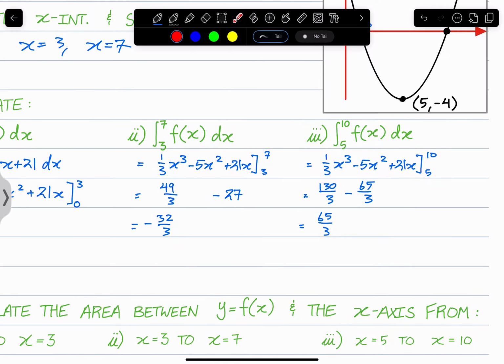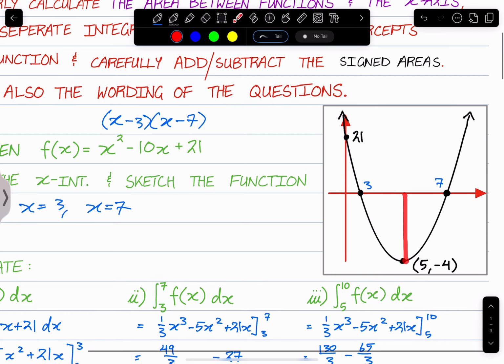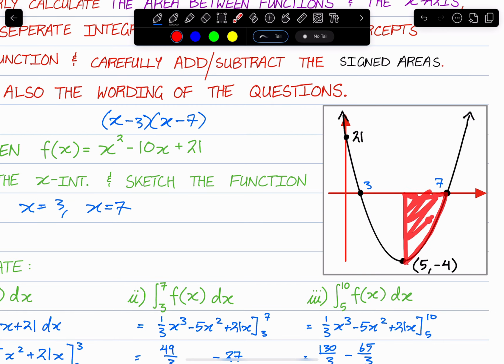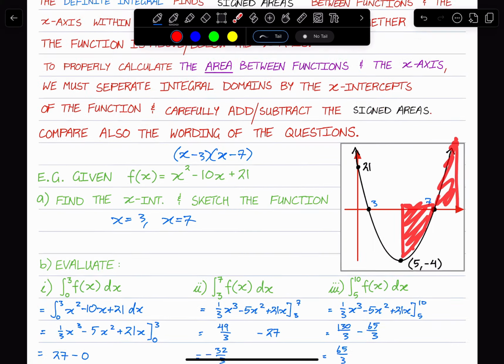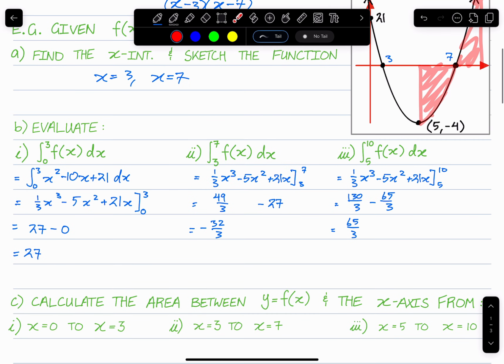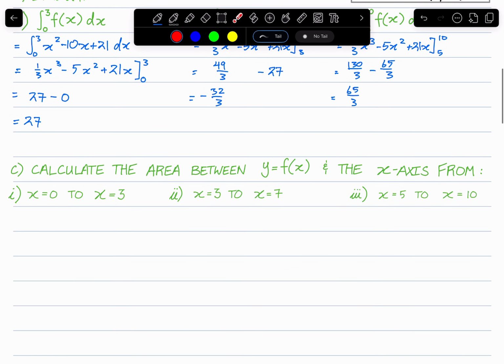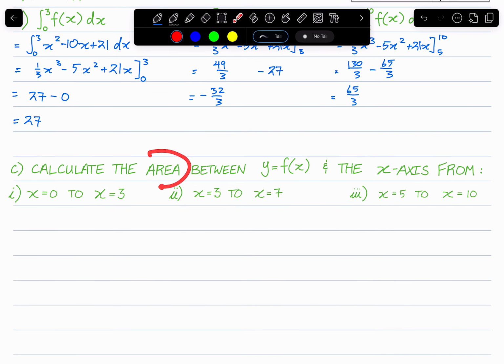But this is a combination of negative values here and some positive values here. So this is what we're familiar with. This is just definite integrals. But now take a close look. It's asking of us to calculate the area between the function and the x-axis.